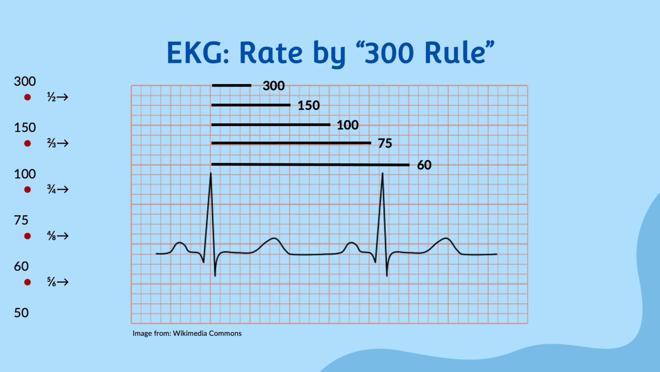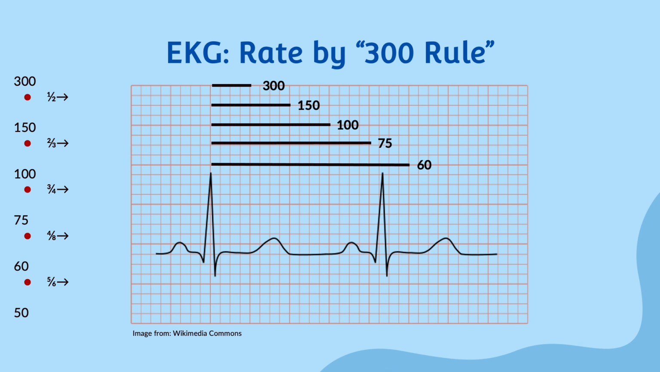Another way to estimate the rate is the 300 rule. In this rule, you jump from big box to big box. The first jump represents a rate of 300 beats per minute. So if you have back-to-back QRS complexes that are on adjacent large boxes, the heart rate is 300 beats per minute. From the first large box to 2 large boxes over is 150 beats per minute. This is 1/2 of 300.